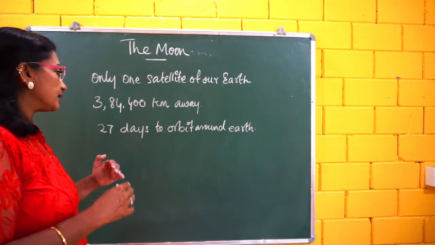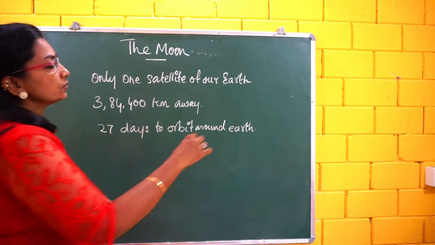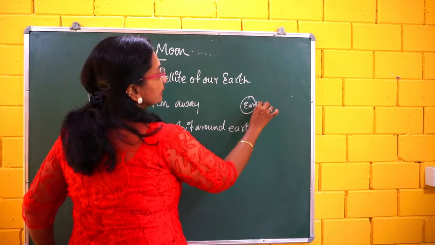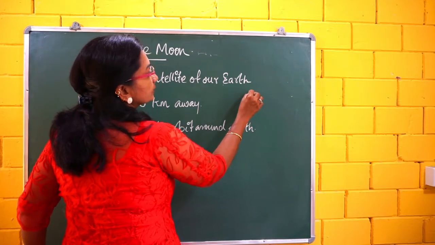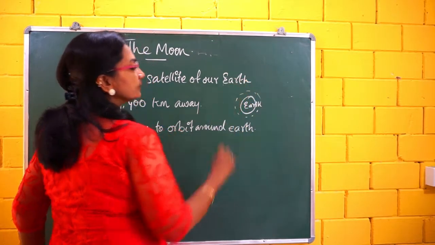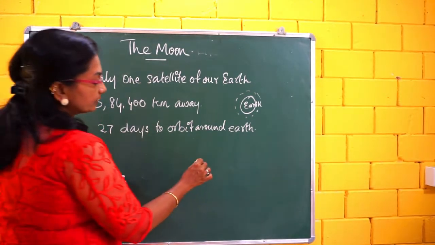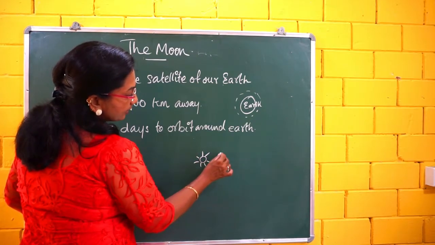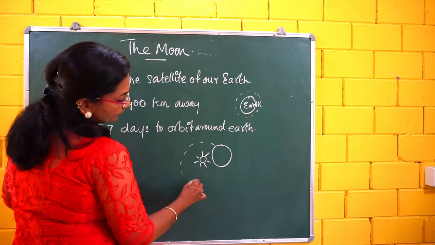The moon has its own orbit to move around the earth. So, this is earth, and the moon has its own orbit to rotate around the earth. Next, the earth's orbit. We know that this is the sun, and our earth is here, isn't it? Earth is revolving around the sun.